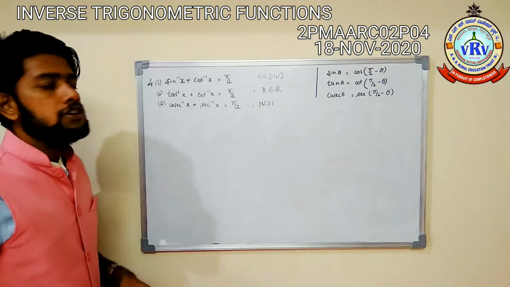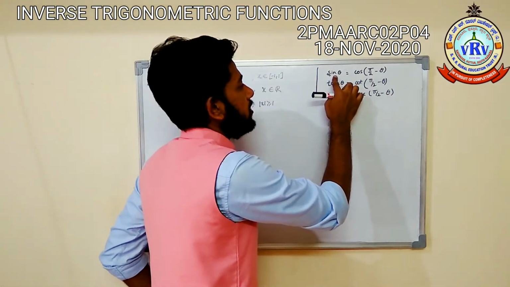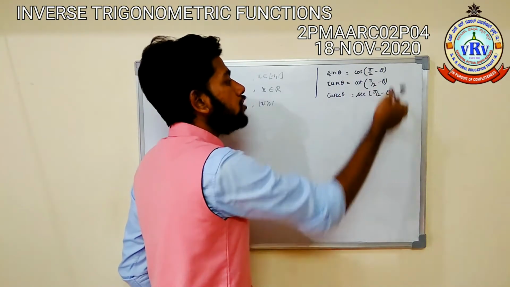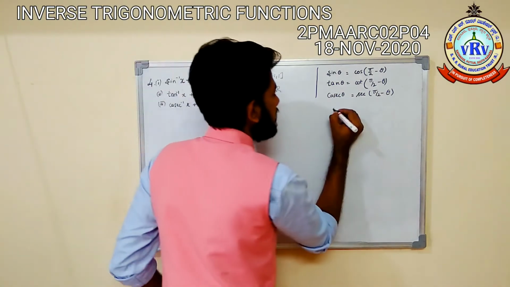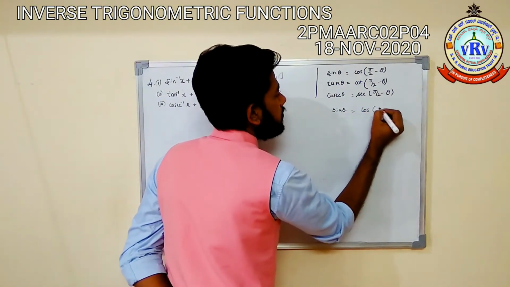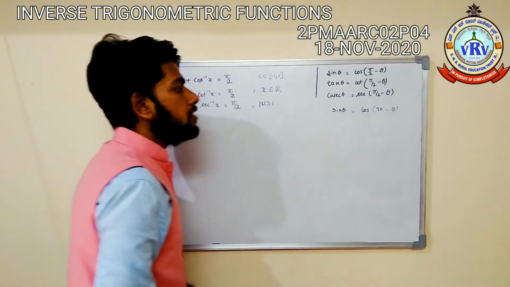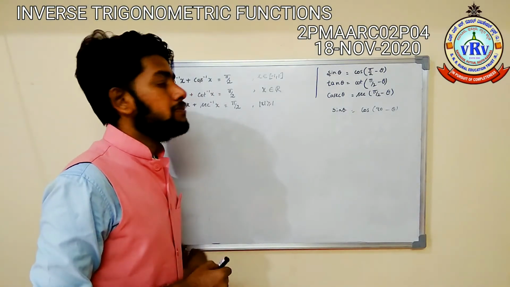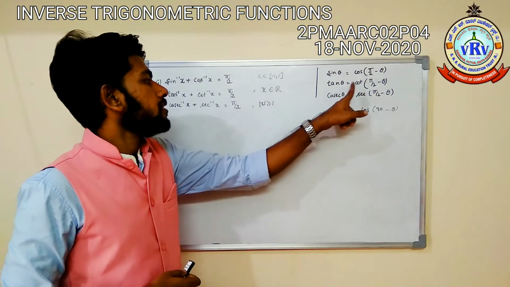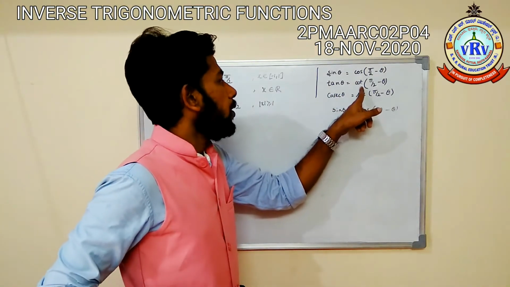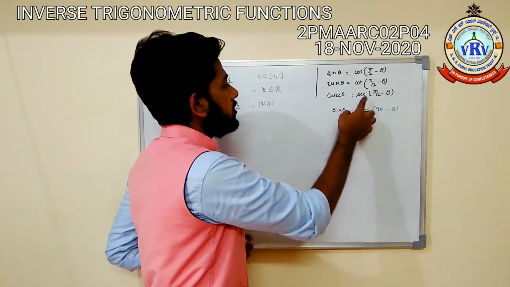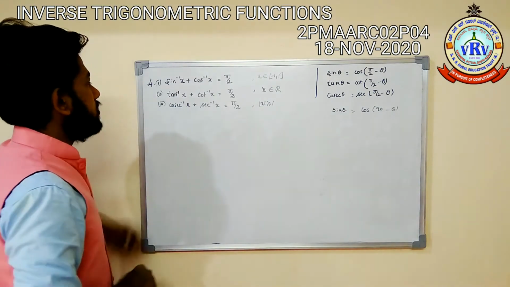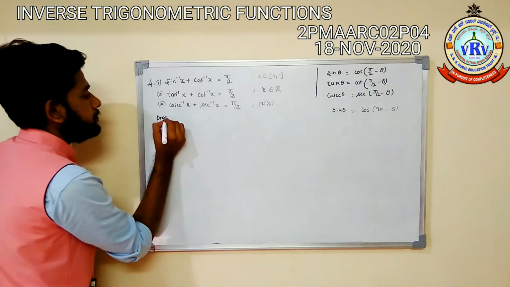Before proceeding with this property, we should know that sine theta we can write in terms of cos theta as sine theta is equal to cos of pi by 2 minus theta. We know sine theta is equal to cos of 90 minus theta, and 90 I can write as pi by 2. So sine theta is equal to cos of pi by 2 minus theta. Similarly, tan theta we can write in terms of cot theta as cot of pi by 2 minus theta, and cosecant theta is equal to secant of pi by 2 minus theta. Using this, we can prove this.